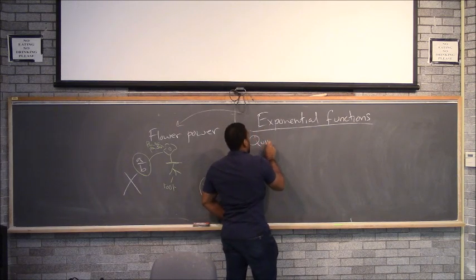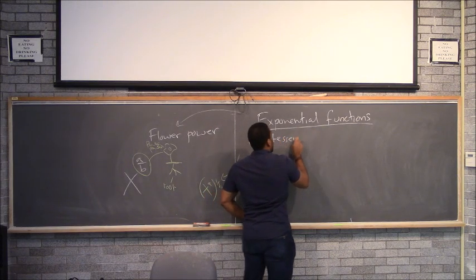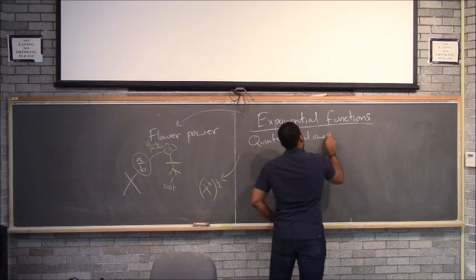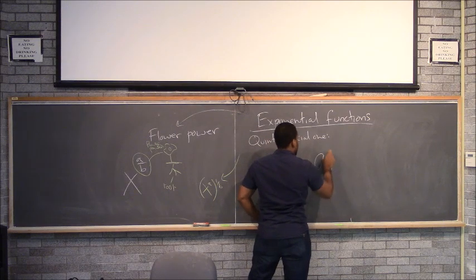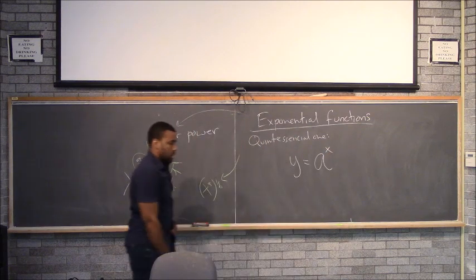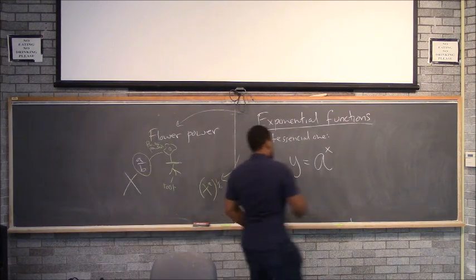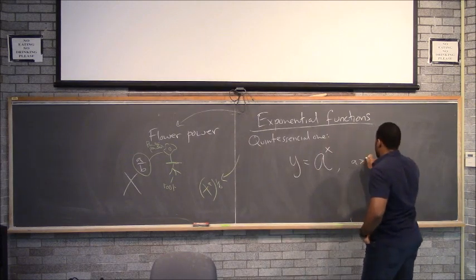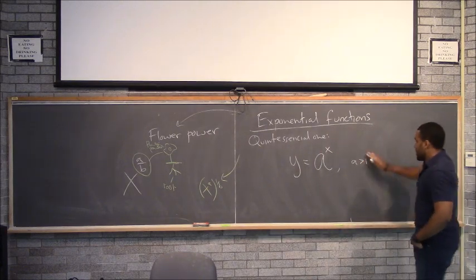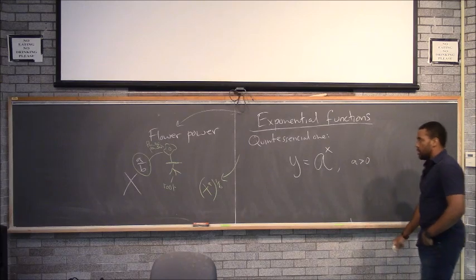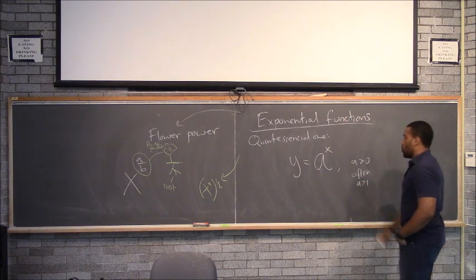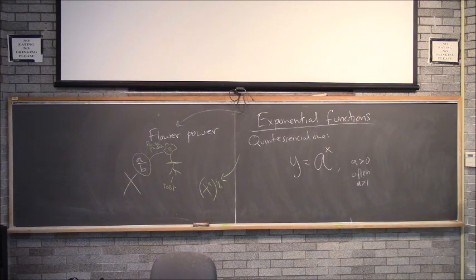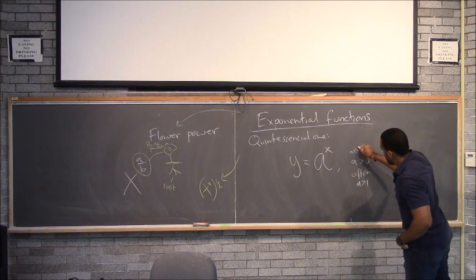The quintessential one is something that looks like y equals a to the x. Okay. Now here, normally, a is considered to be greater than 1, or at least it's considered to be positive. Often we'll consider a greater than 1, and that will come. So these are some assumptions here.